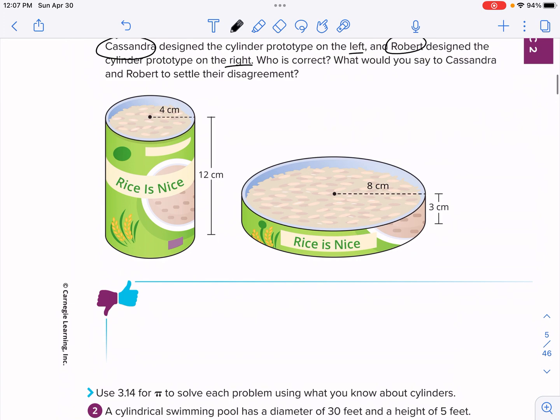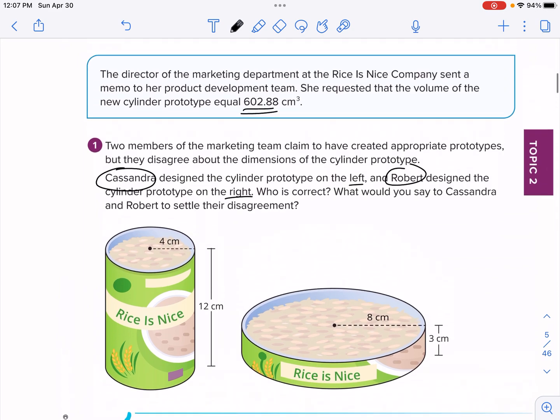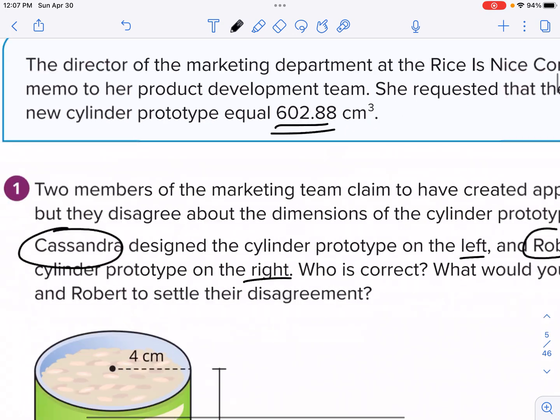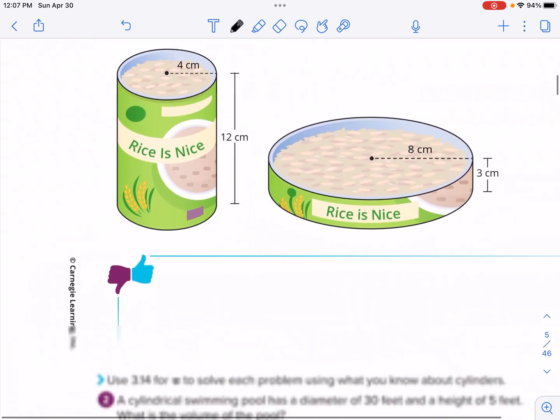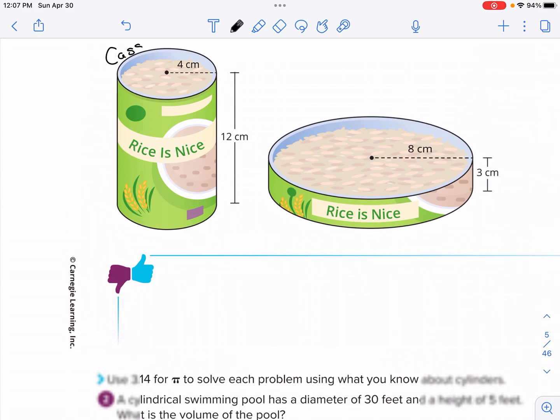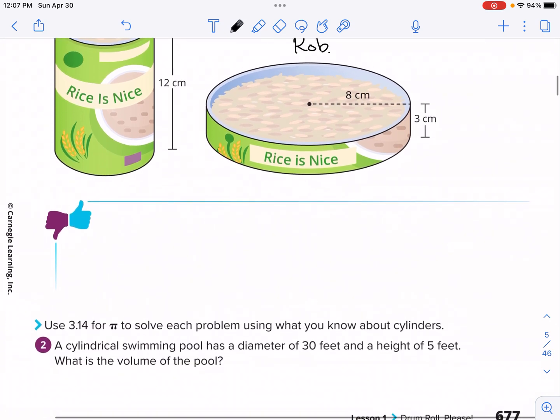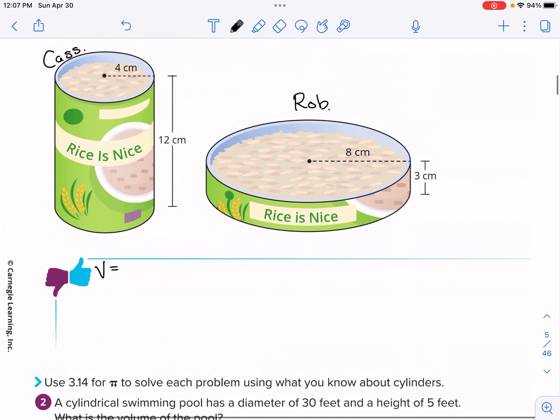So let's use the formula for the volume of a cylinder to calculate for this. Since it doesn't say in terms of pi, we're going to have to multiply by 3.14 and see what we get. All right, so let's start with the one on the left. So this is Cassandra. Let's put CAS, and this is Robert. I'll just put Rob. Okay, let's do some scratch work. For the first one, V equal to pi r squared times h. Let's put pi, the radius for this is 4, times 12, right here.